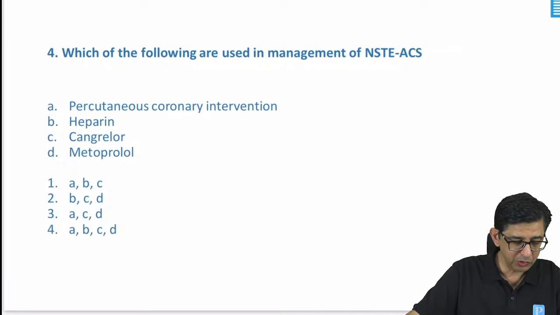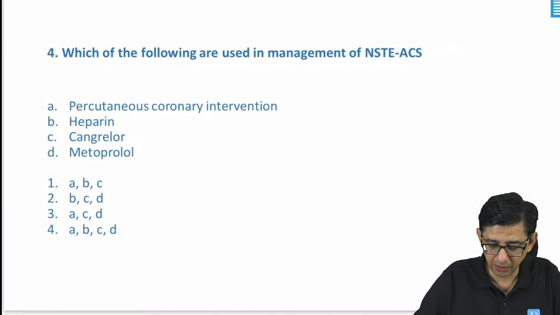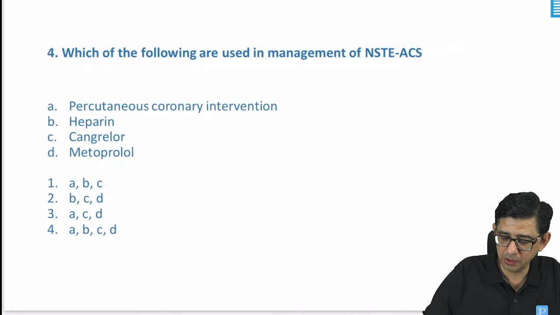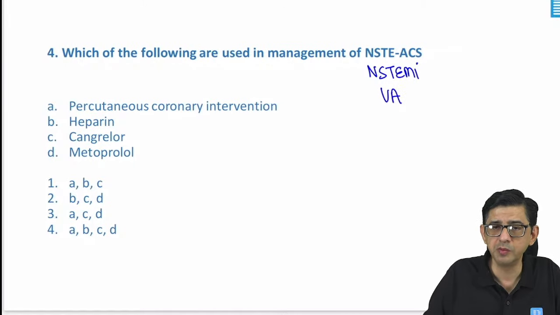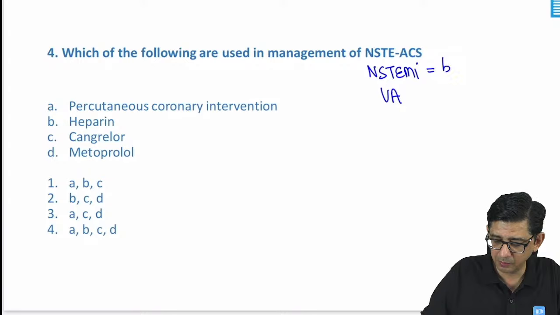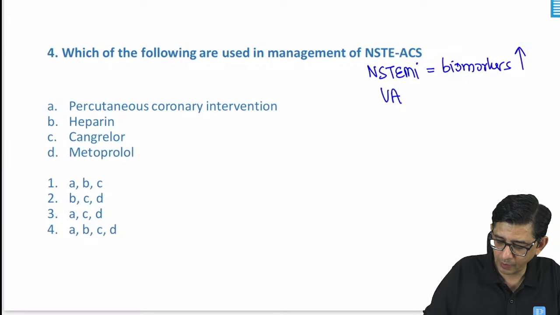Which of the following are used in management of a non-ST elevation acute coronary syndrome? This is a broad term. This will incorporate two things. Non-ST elevation ACS basically means non-ST elevation MI and unstable angina. The only difference between the two will be that in non-ST elevation MI, the biomarkers will show a very substantial rise, but in unstable angina, the biomarkers will be normal.